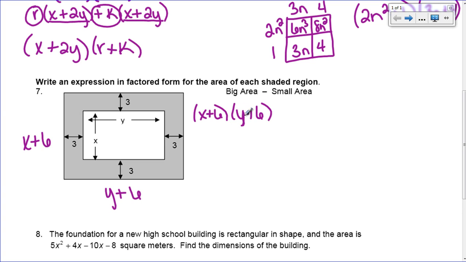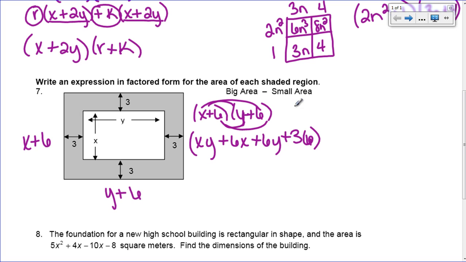And so we do what we learned in the last unit. We do our double distributive property. X times y is xy. X times 6 is 6x. 6 times y is 6y. And 6 times 6 makes 36. There are no like terms. We can't combine anything together. That's all there is. Now for the small area, I just multiply these two things together.